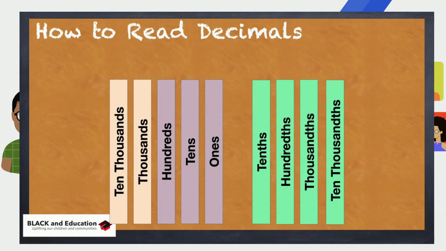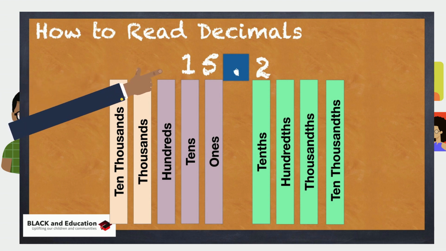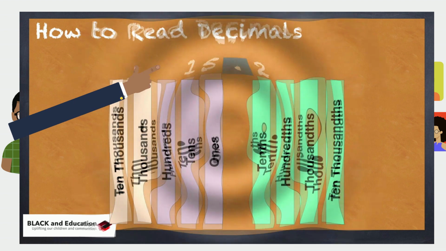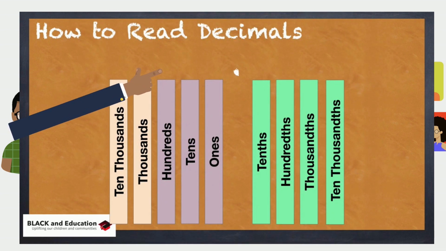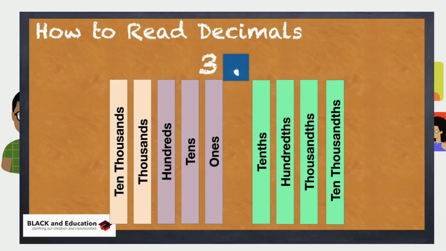Let's look at this example right here. Let's say we have our decimal point, we put it in the middle. And let's say we have the number 15. We have 1 ten, and we have 5 ones. And then we have 2 tenths on the right side of the decimal. You would literally read this as 15 and 2 tenths. Let's look at another example here. Let's say we have 3 ones, and then we have 34 on the right-hand side of the decimal. So this would be 3 and 34 hundredths.